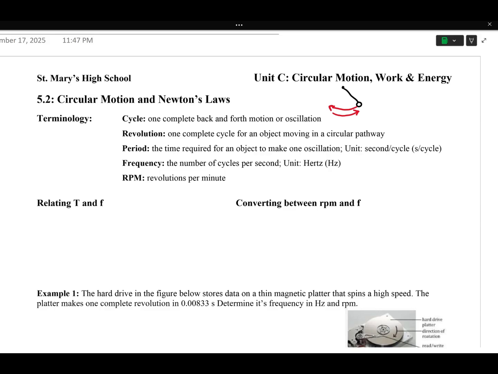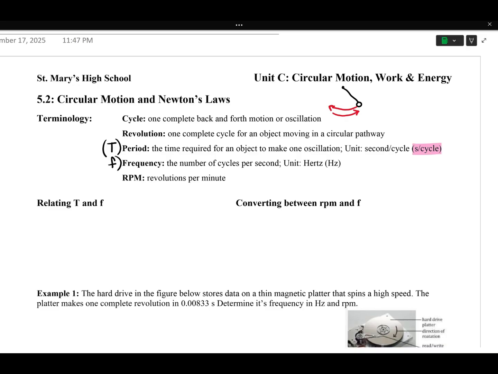A period, the symbol for this is a capital T. This is the time required for an object to make one oscillation. And so the unit that we use is a hertz. Oh, sorry, I'm on the wrong side. So we're looking at a second per cycle. It's kind of a weird way of thinking about it. How long does it take to take one cycle or one revolution?